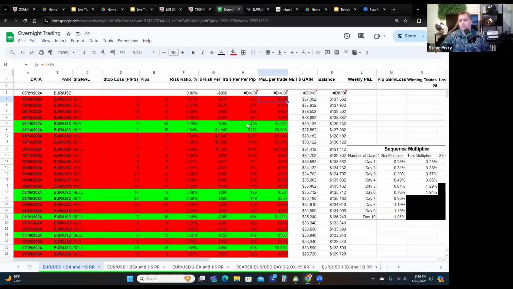Stinks, not fun. Is it normal? Yes. If we don't normalize a 1% loss, I don't know how you'd pass a prop firm challenge. You've got to risk some money to be able to pass, right? I think a lot of people look at those numbers and think, oh my gosh, I can't imagine losing $570 on two separate trades.